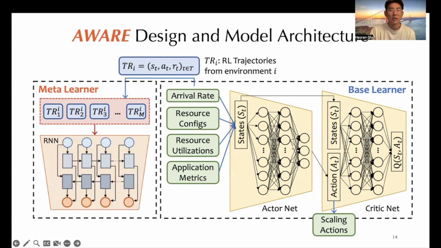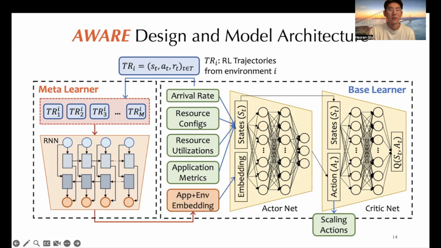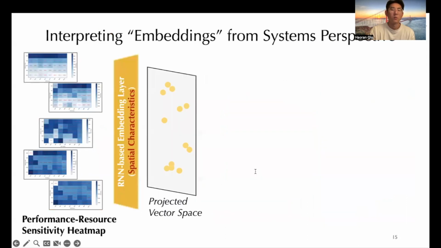We leverage a bidirectional RNN to generate the embedding, given the input, encoding the behavior of the IO agent in managing the workloads, because it includes the states, actions, and rewards at each time step. The embedding is then fed to the base learner as part of the state input. So what does this embedding mean? Let's look at this from a systems perspective. The embedding essentially encodes both spatial and temporal characteristics of the application workloads.